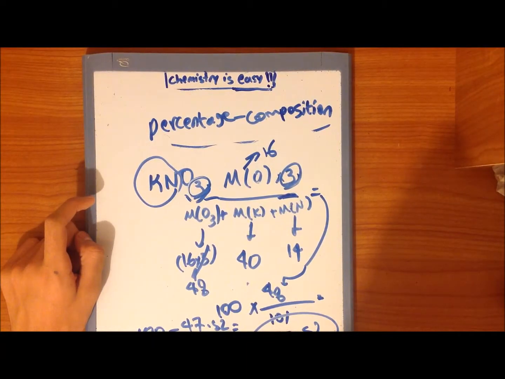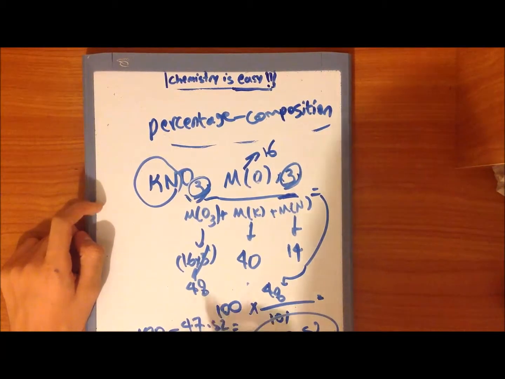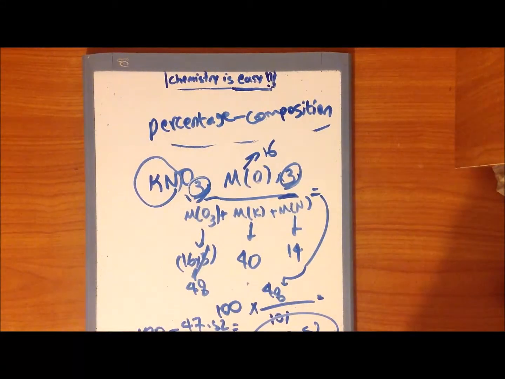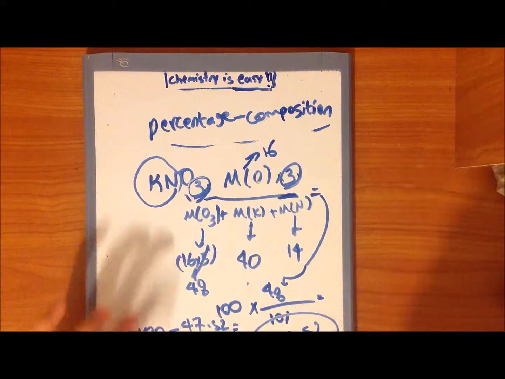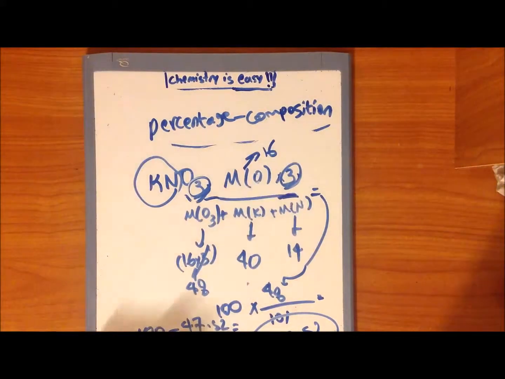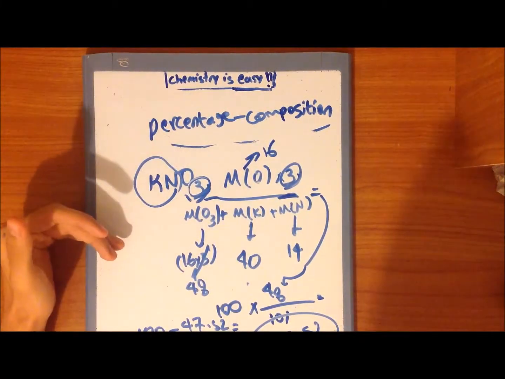And it will be like 53. Yeah, 53, something like 52 point something, which is near 53. So we know what percentage composition is and what the example is.